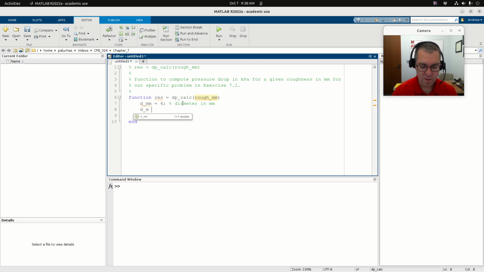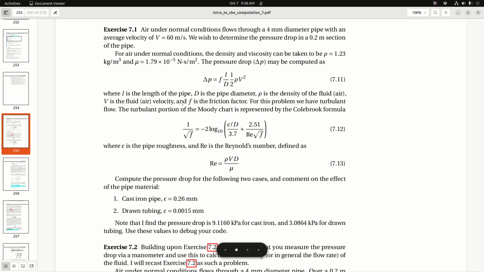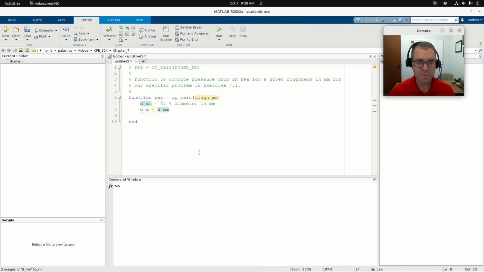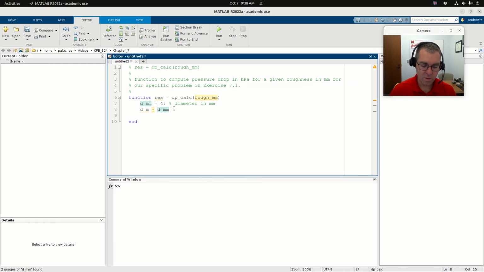If I were to convert that to meters, I'm going to convert it to meters just because here it's relative roughness, epsilon over d. If they're both in millimeters, it's dimensionless and it cancels. But in my Reynolds number, I'm going to put everything in SI units so I can ensure that the units cancel out. So I'm going to convert this to meters as well, by dividing by 1,000.